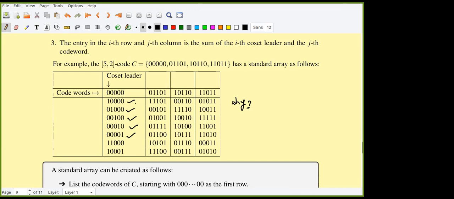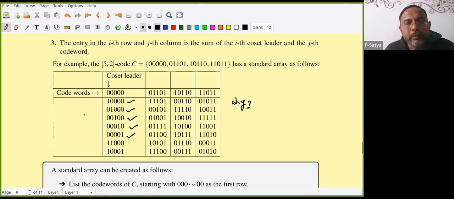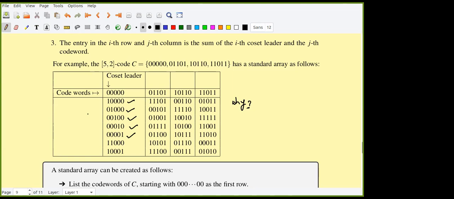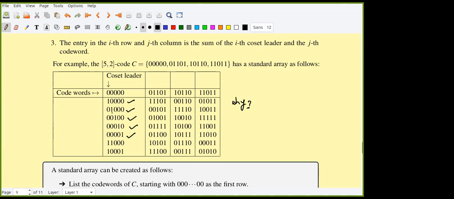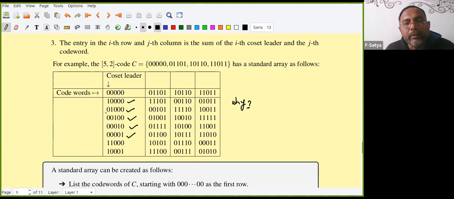So for the second row, you add 0, 1, 0, 0 to 0, 1, 1, 0, 1 to get the first entry. Then you add 0, 1, 0, 0, 0 to 1, 0, 1, 1, 0. So what is it actually you are taking? Why do you choose this row first, this vector? How do you choose this vector? That is the coset leader that we have. No. How do you take this part first?